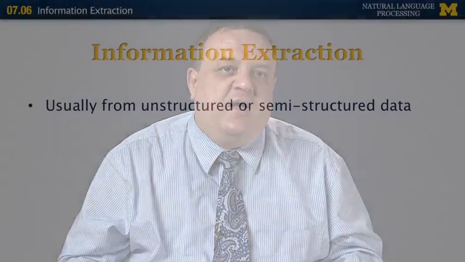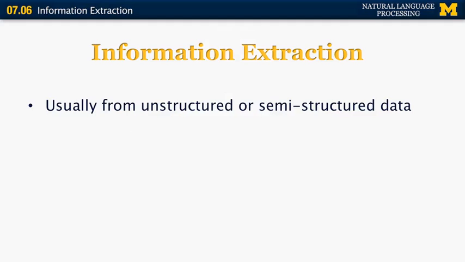The next slide set is going to be about information extraction. So what is information extraction? Well, it's one of the most interesting problems in natural language processing, and it's also one of the most practically useful. We usually start from some unstructured or semi-structured data. Unstructured refers to plain text, and semi-structured refers to text that may have some tables or some metadata.